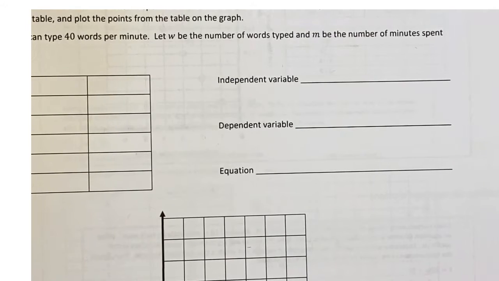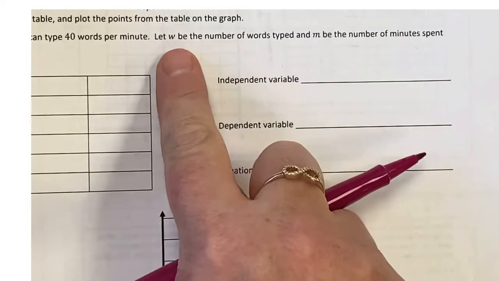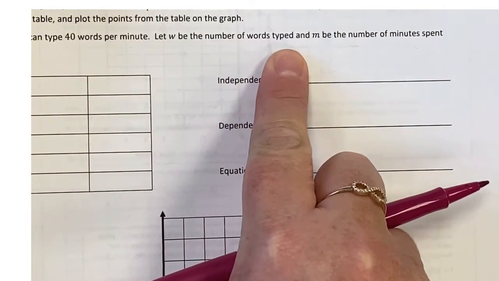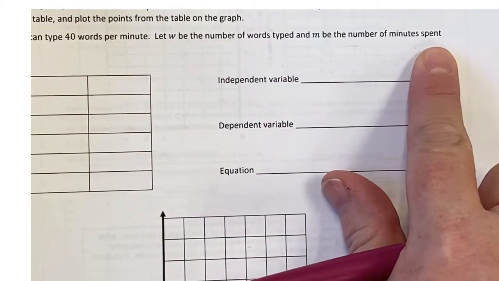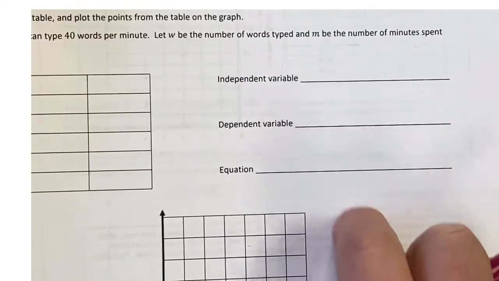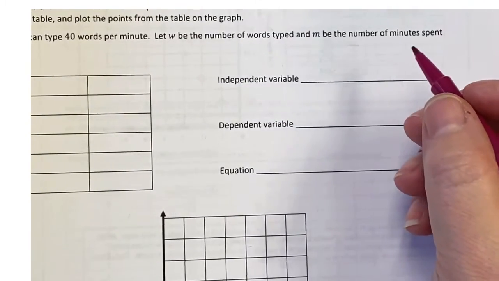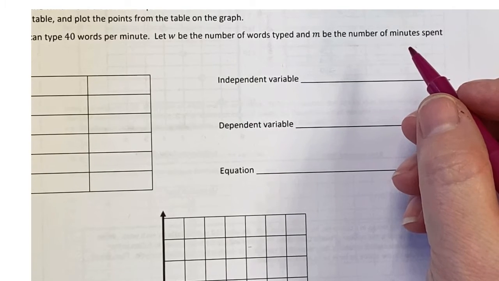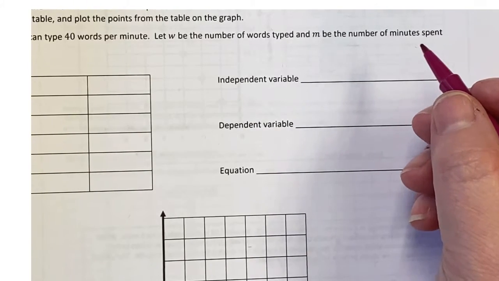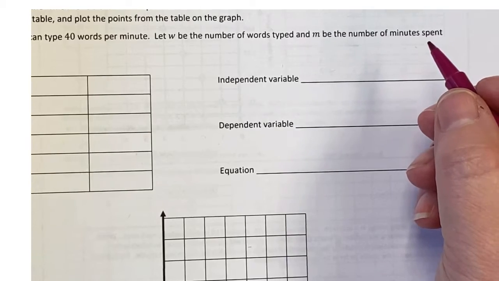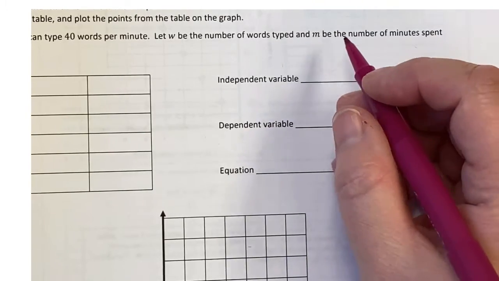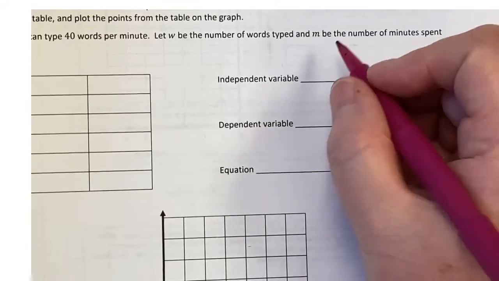So Enoch can type 40 words per minute. We are going to let W be the number of words typed and M be the number of minutes. So what depends on what? What is going to, the number of words and the minutes. Good. So the minutes typed.